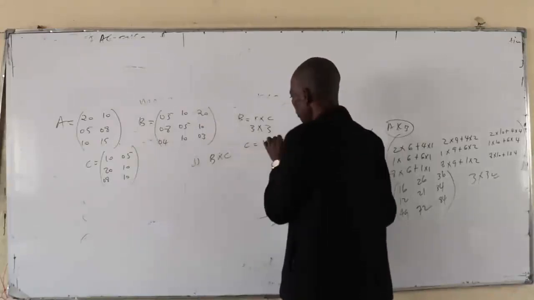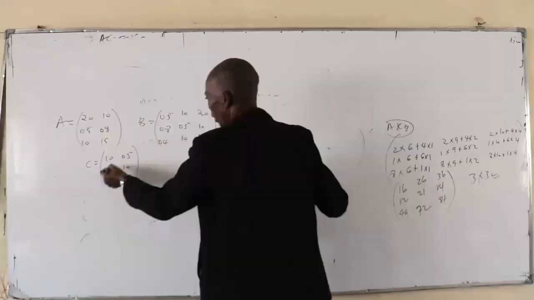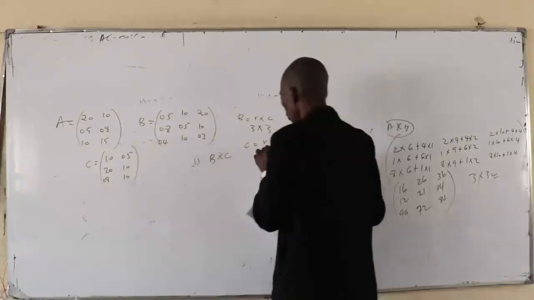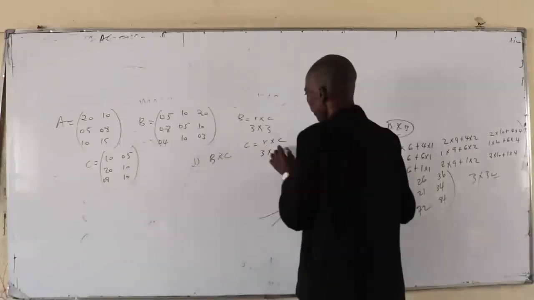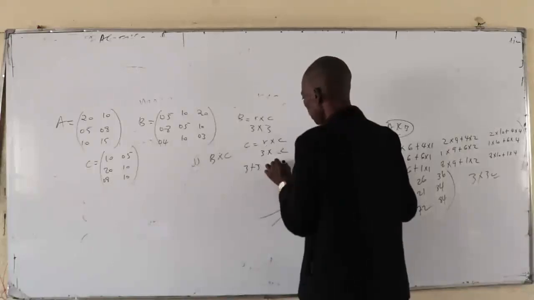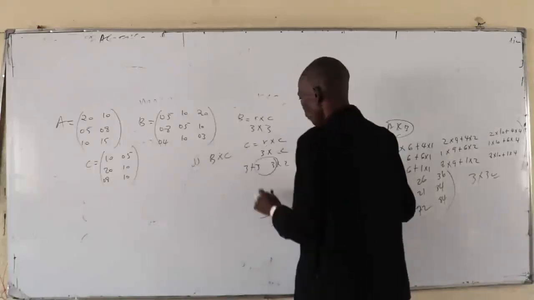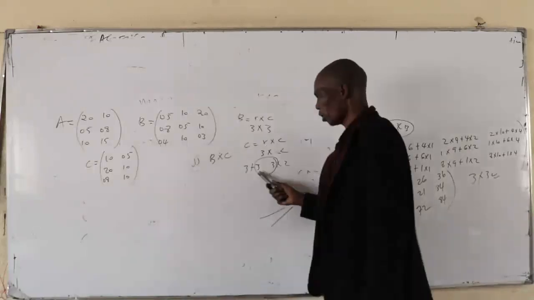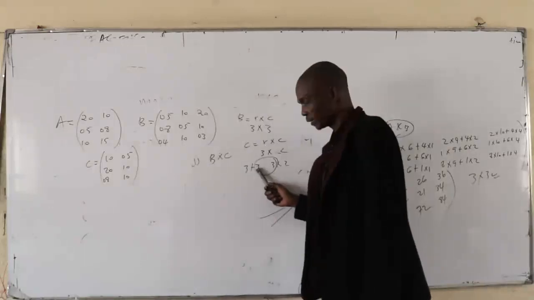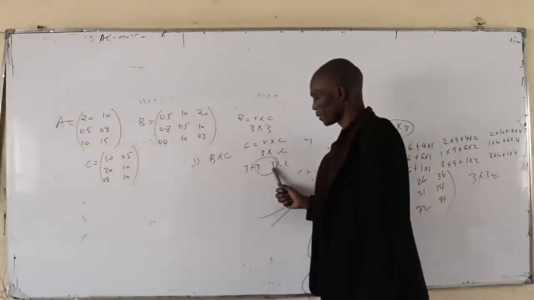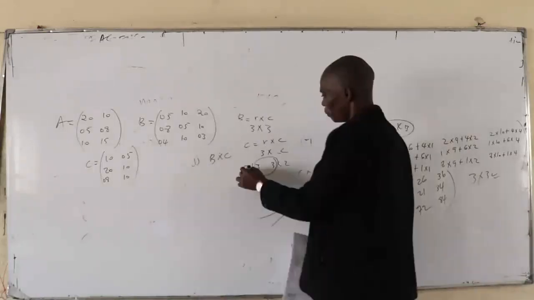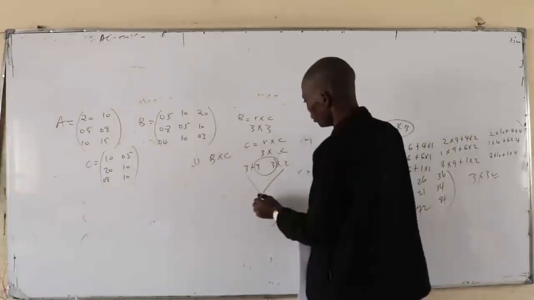So how many rows do we have there? 1, 2, 3. There are 3 rows. And how many columns? There are 2. So this is 3 by 3, and this is a 3 by 2. You can see they are compatible because the number of columns in the first matrix is the same as the number of rows in the second matrix. So they are compatible for multiplication, and the resulting answer will be a 3 by 2 matrix.